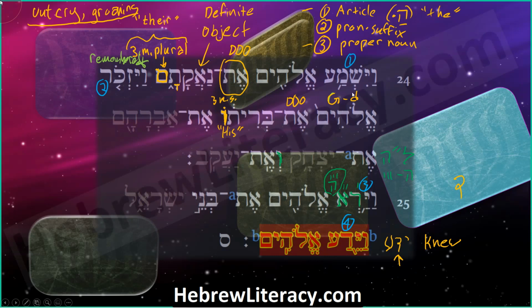Okay, so you see this nice pattern. Shema, he hearkened. Vayizkor, he prepared to take action. Vayar, he saw their circumstance, he saw it all, and he knew. Any questions?